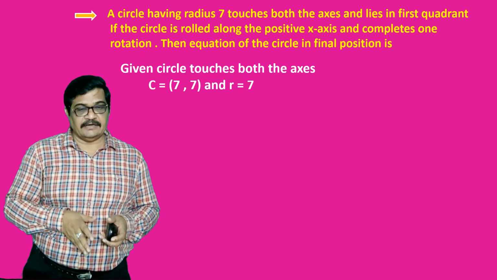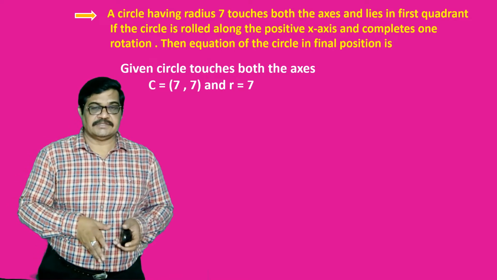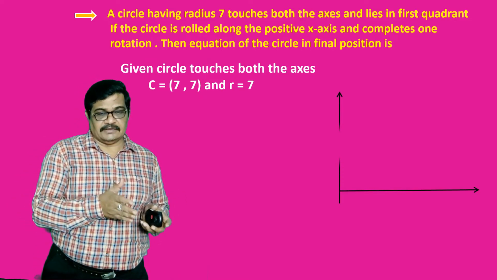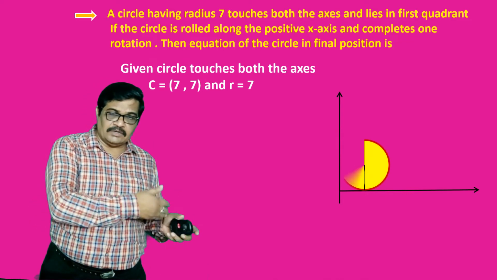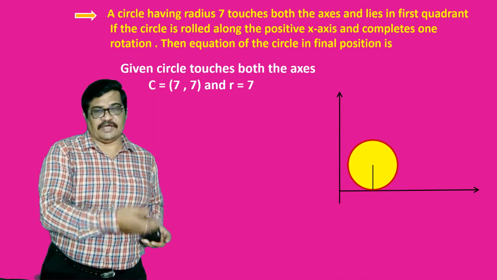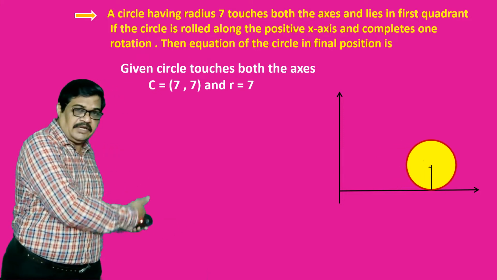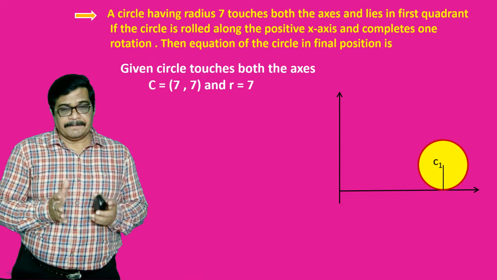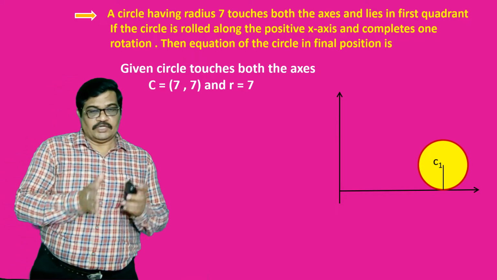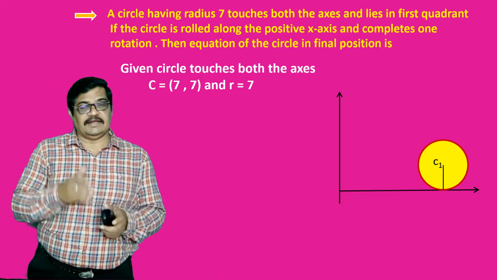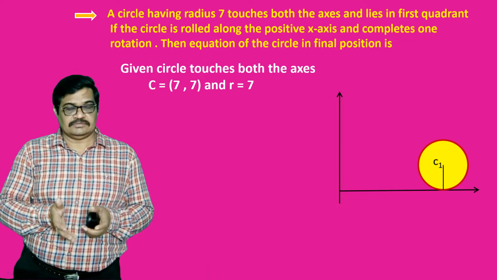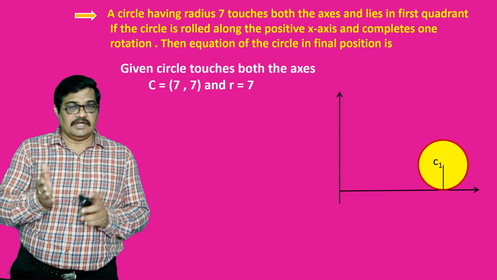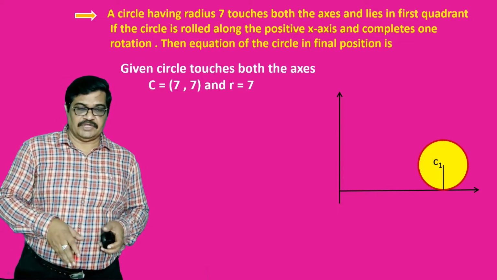See the diagram. This is the x-axis and this is the y-axis. This is our circle. That circle rotates one complete rotation on the positive x-axis. Then what is the equation of the circle in the final position? After rotating, what is the circle equation in that position? Okay, see the diagram.